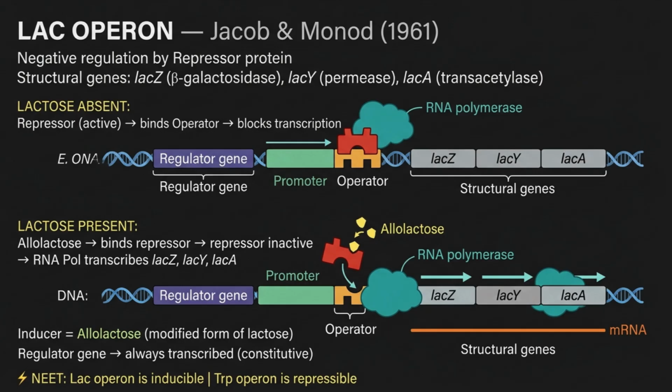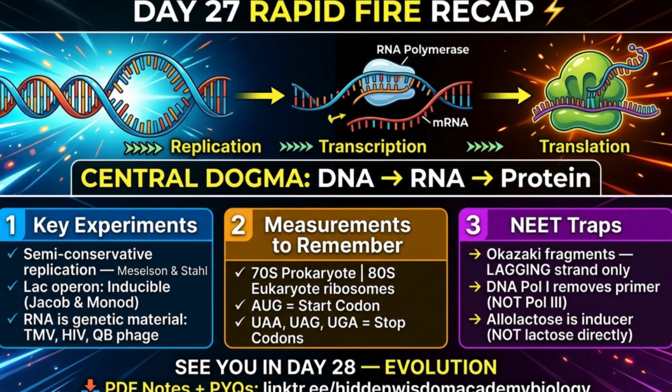This is called negative regulation. The operon switches off when lactose is gone. NEET trap: the Lac Operon is inducible. The trp operon is repressible. Know the difference. Let's do a rapid-fire recap before you go.